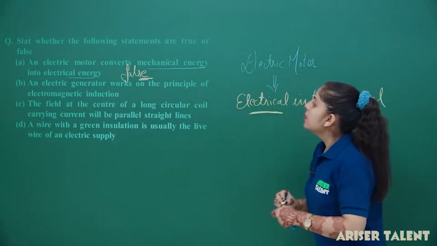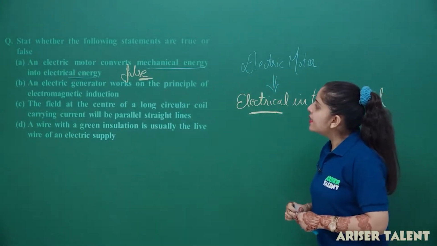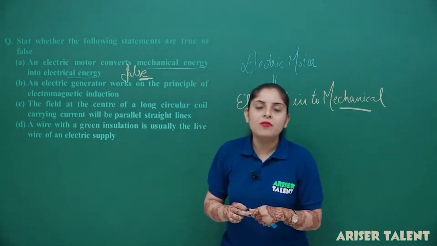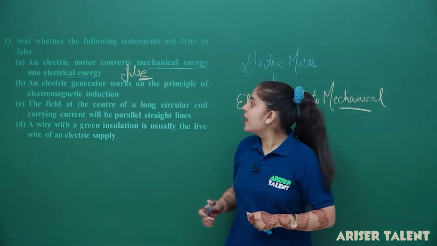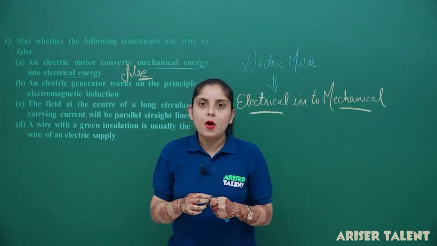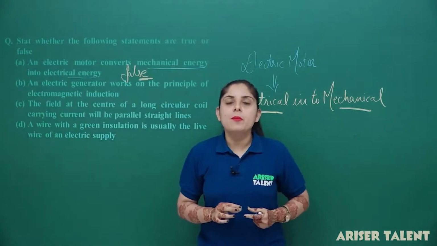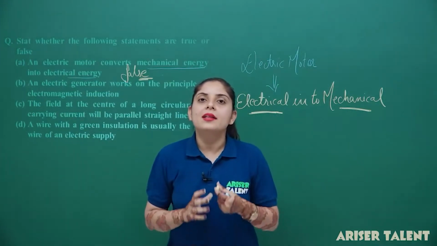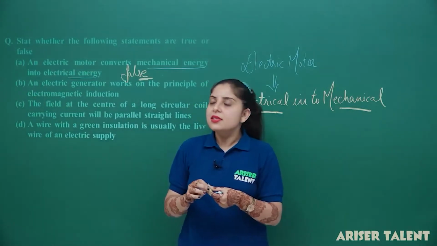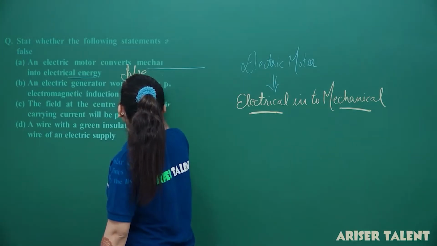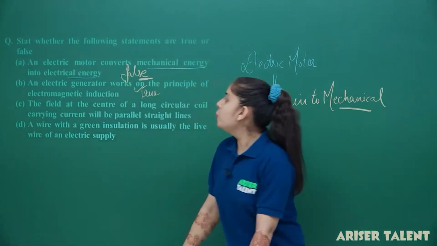Now, let's move to the next question in this series. An electric generator works on the principle of electromagnetic induction. So again, this is a very simple question. All the devices we have discussed till now usually work on electromagnetic induction. When there is a relative motion between magnet and coil, there will be an induced current in the circuit. So again, this device is working on electromagnetic induction. So this is our true statement.